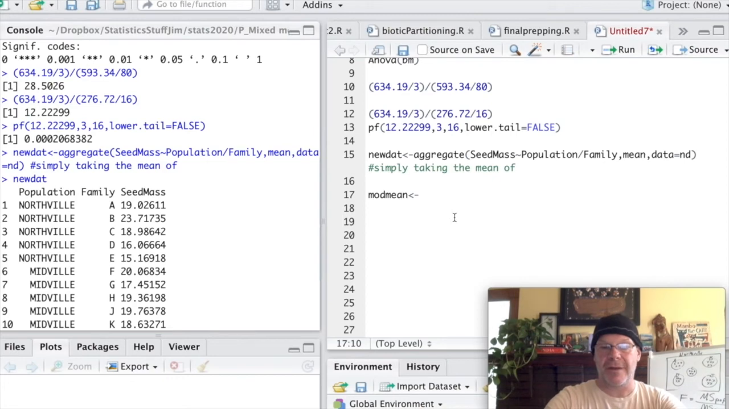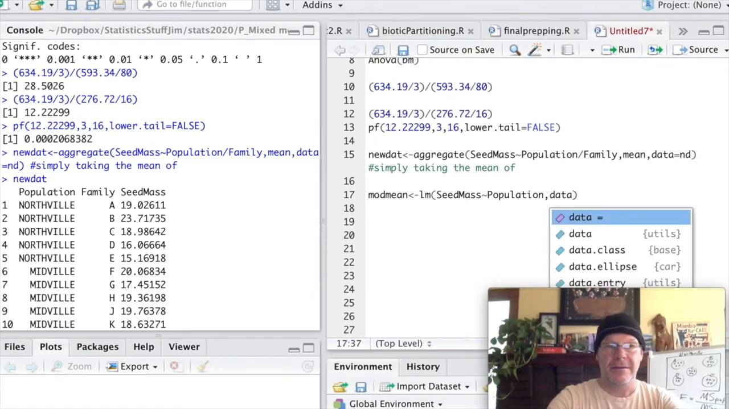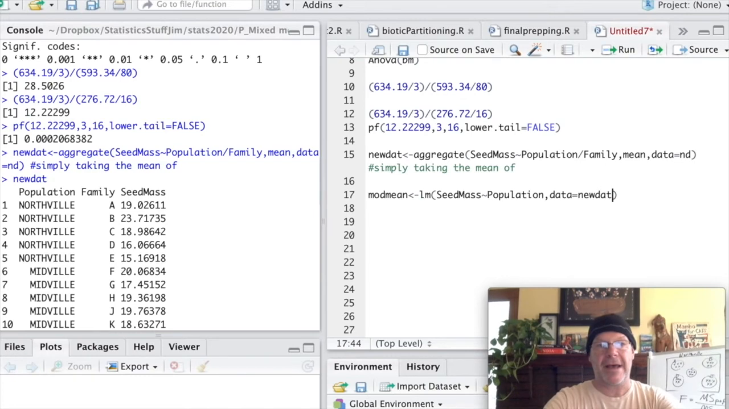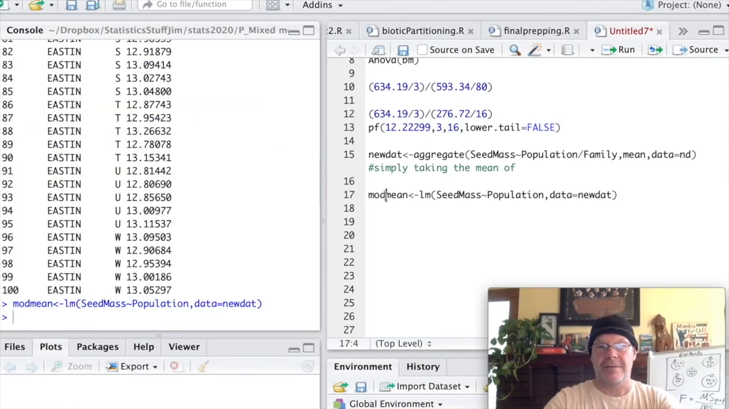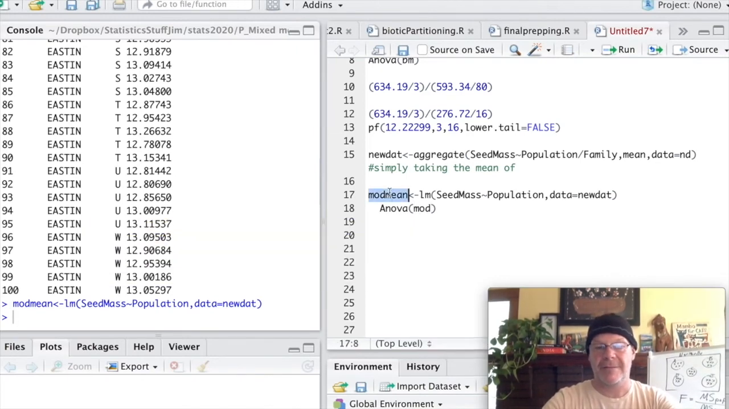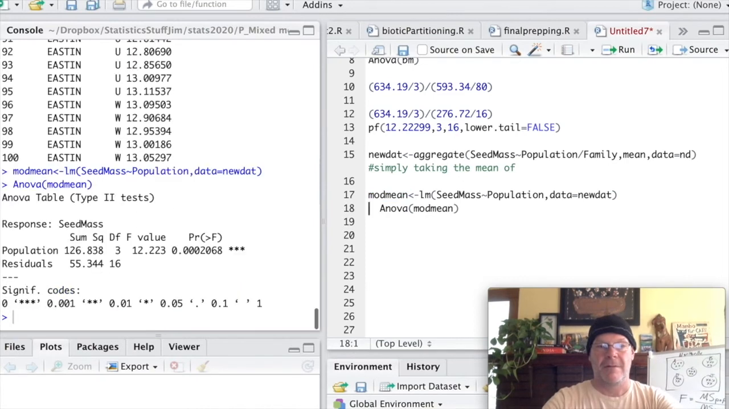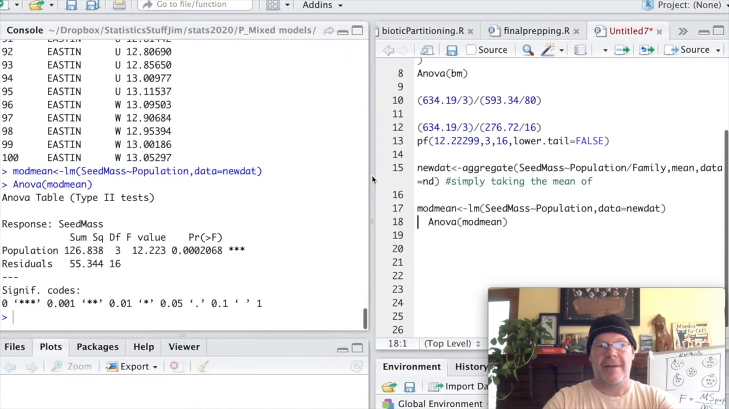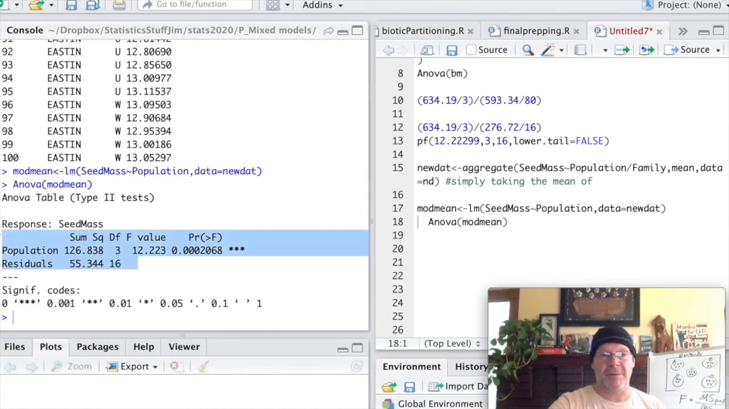And so what I'm going to say is it's a linear model where seed mass is some function of population, and the data equals new dat. So now I have a model, and let's go ahead and do an ANOVA on that model, on that mod mean. And that's the answer to that, right? So this is when we just did it on the averages.